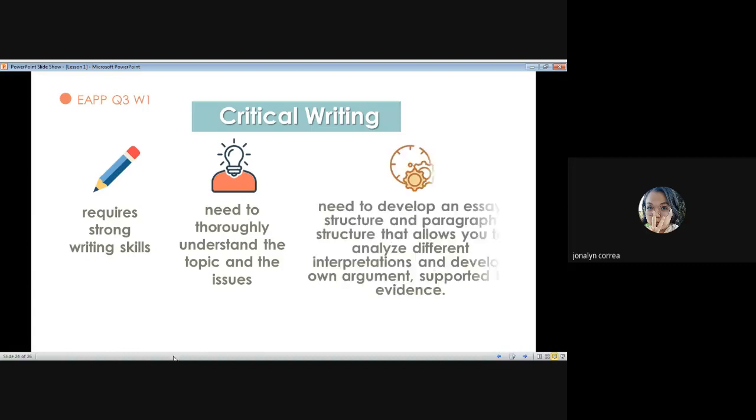And the next, you need to develop an essay structure and paragraph structure that allows you to analyze different interpretations and develop your own argument, supported by evidence. So, kumbaga, sa structuring of your text, you should have the flow of the sentences. And then, that's all that we have for this week.